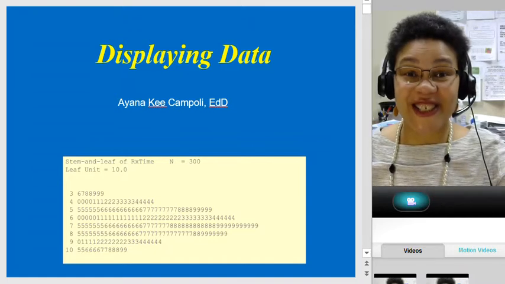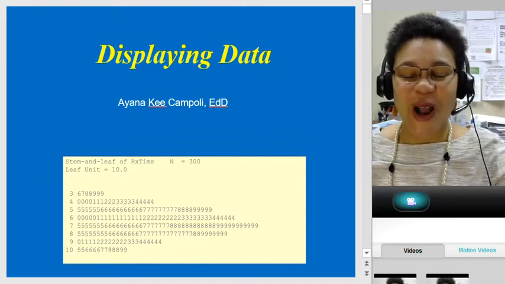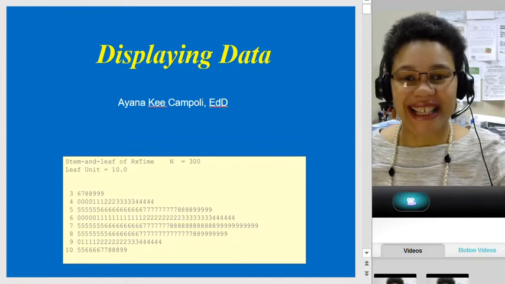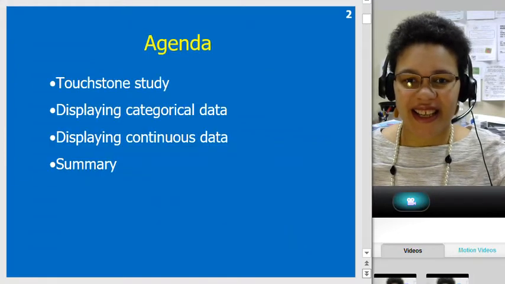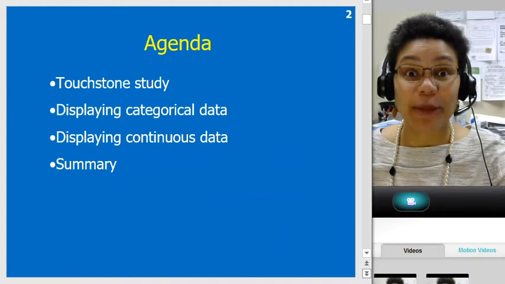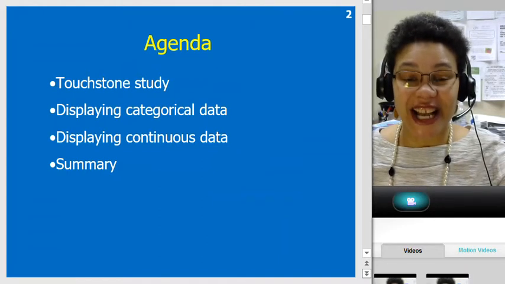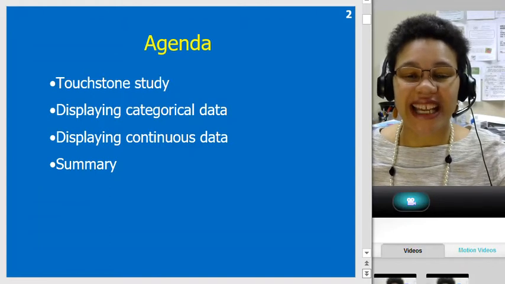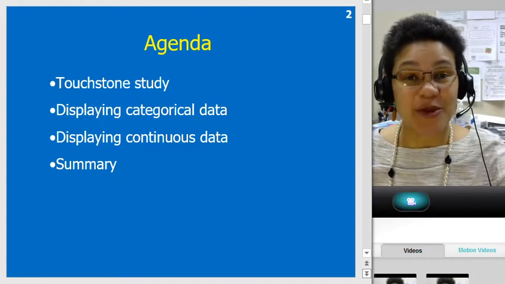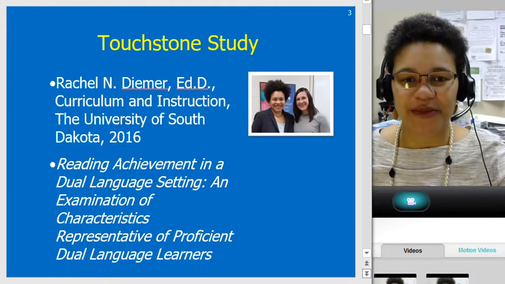Hello, researchers. Welcome back. We're talking about graphing or displaying data now. So let's jump in. We're going to talk about a touchstone study that's going to be helping us learn statistics for the next couple of weeks. We'll talk about displaying categorical data, displaying continuous data, and then we'll just summarize what we covered.